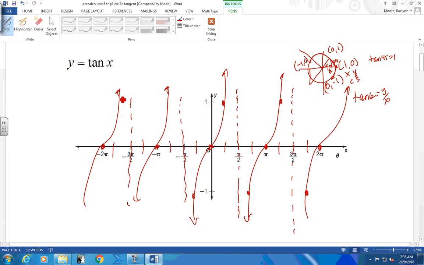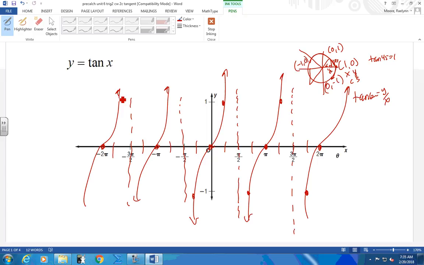Tangent is not a continuous curve because we have asymptotes. There are a couple of angles that don't let us take a tangent because we can't divide by 0. It's undefined. So there are breaks in this. That's why we do the tangent completely separate, because it does not behave like a cosine or sine curve.